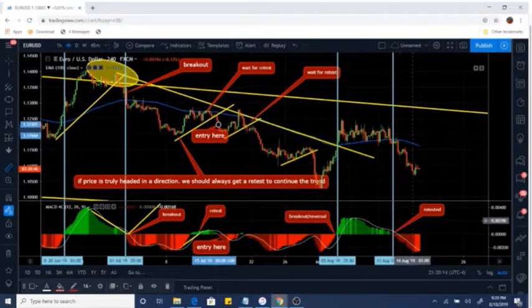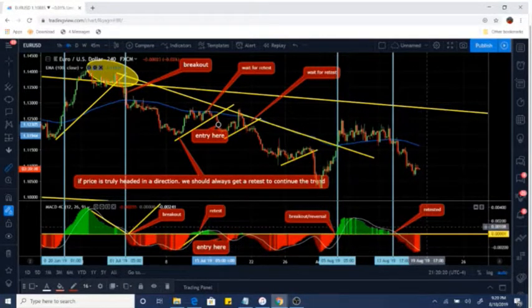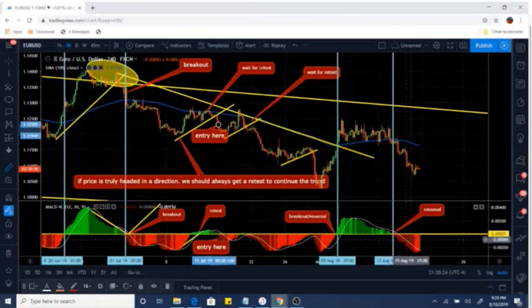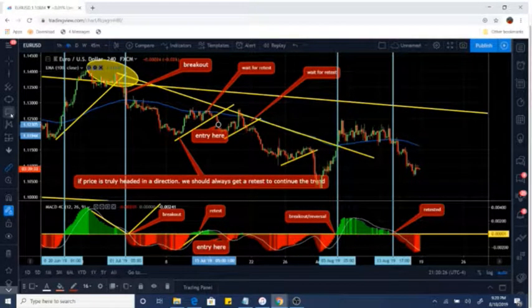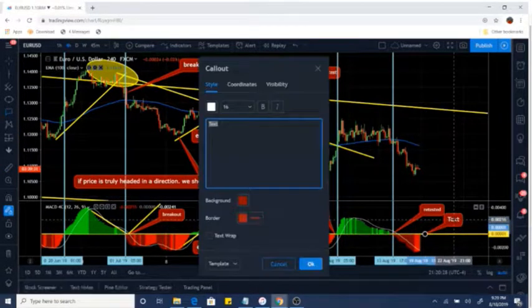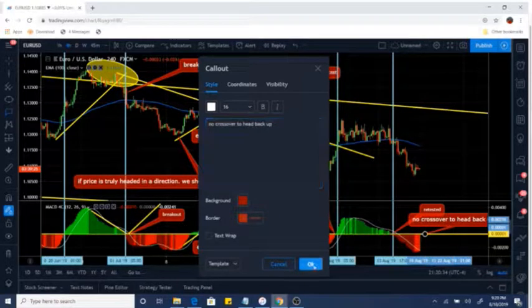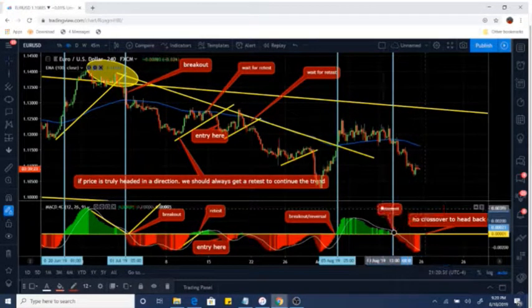And notice, this is where you get your downtrend. Notice what happened over here. Price retested the zero line crossover, but what happened? When it retested, we didn't get the continuation. We didn't get a crossover to head back up, which is important if we're going in a trend.